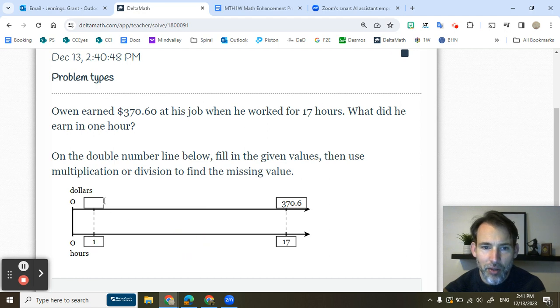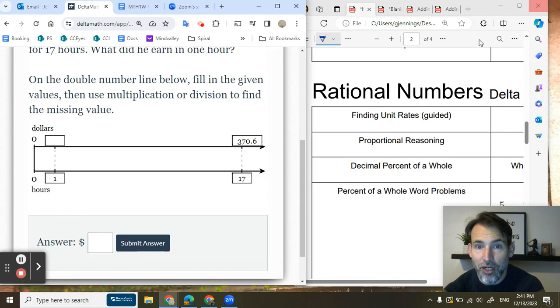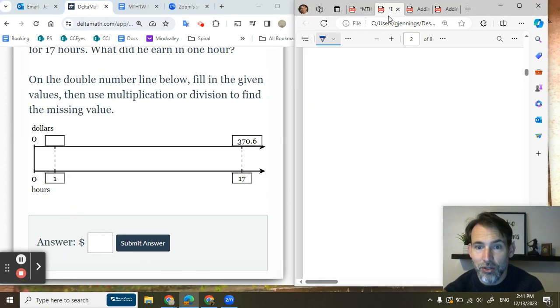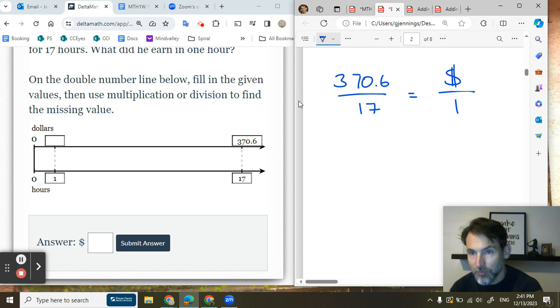When I want to know that, I actually can use division here. And this sets up my numbers in the way I want to have them organized to set up a nice fraction. So let me show you. If you build them as fractions, this will be true: 370.6 divided by 17 will be equal to some amount of dollars divided by 1. If I just do this division, it's going to give me the amount of dollars that he makes. Cool. So let's do that.